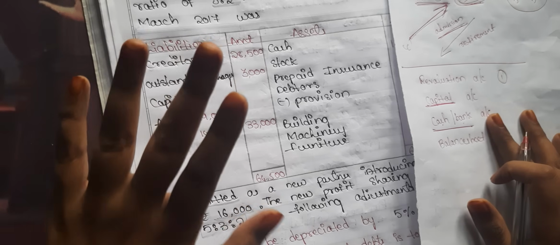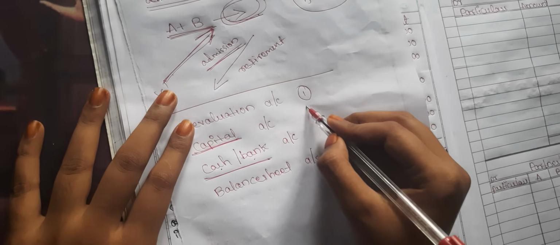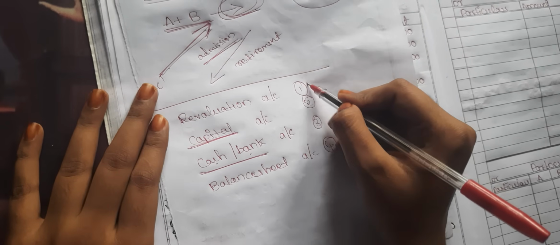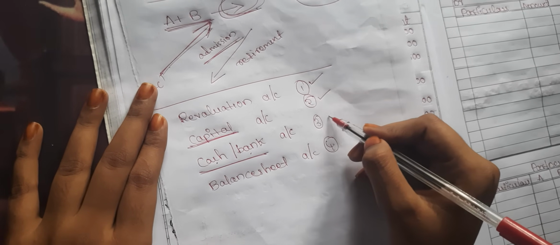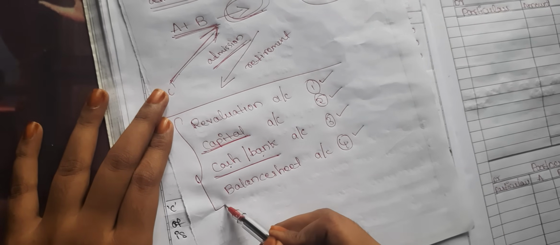Just you need to understand how to solve it, and you need to practice 2 to 3 more questions on this. So the basic format is: first revaluation, then capital, then cash or bank, then balance sheet. Maximum, this only you will make.